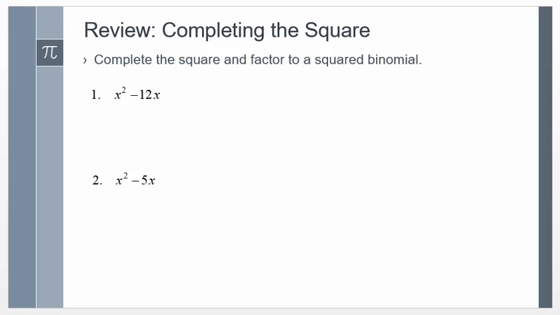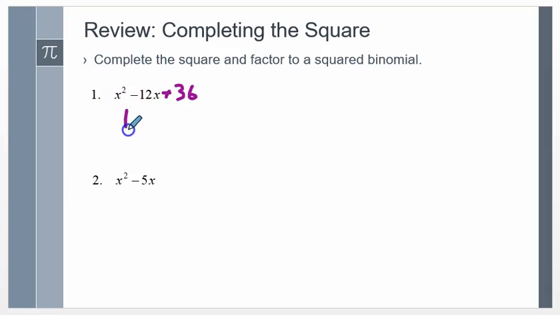You may end up in a situation where you have something like x squared minus 12x. Well, we want to get it into a factored binomial form. So what you do is you take half of the middle number, which is -6, and you square that. So in this case, that would be plus 36. And you actually need to add that number to both sides of the equation, but I don't have an equation here, so I'm just showing you the completing the square part.